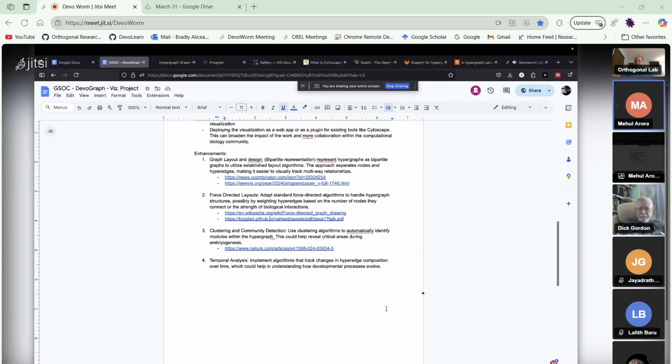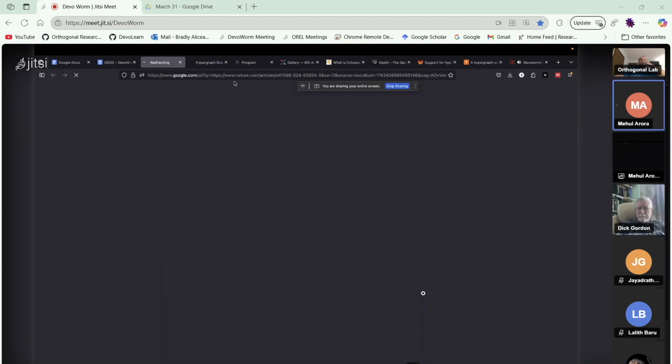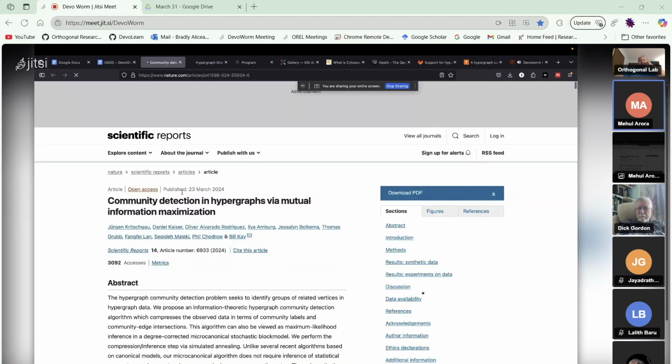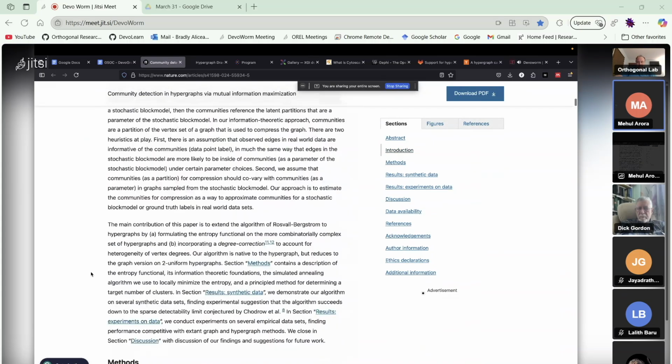Then coming last, clustering and community detection. We had this problem, right? When we made a very crowded hypergraph, it was really not possible to understand what's happening. So instead, identifying clusters or communities within a big hypergraph can be useful for uncovering critical areas, for example, some functional modules in a biological or CLE network. This is where I thought it can be useful. There was a Nature paper I was seeing. I did not really go into detail of it.